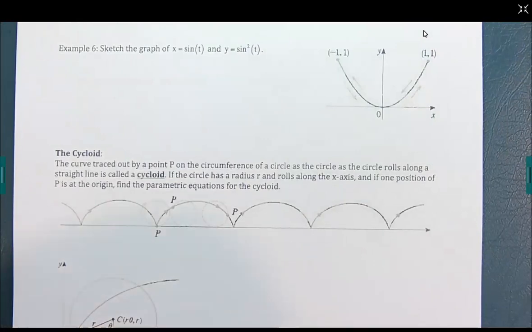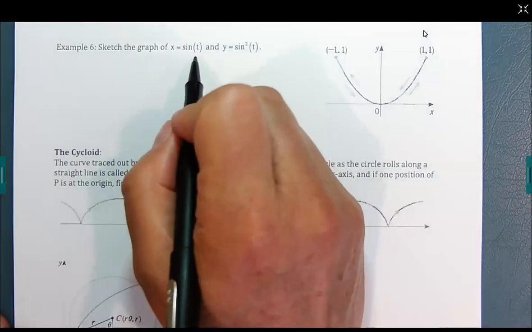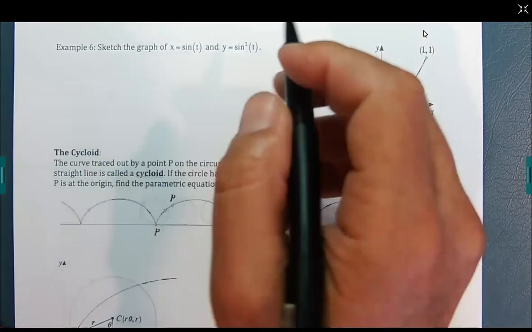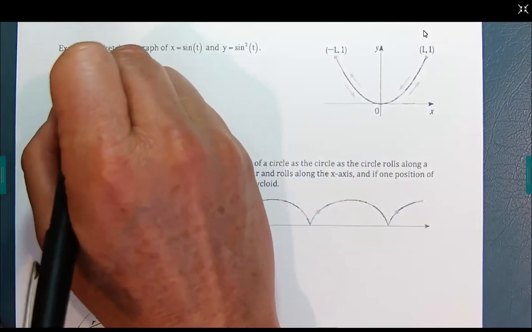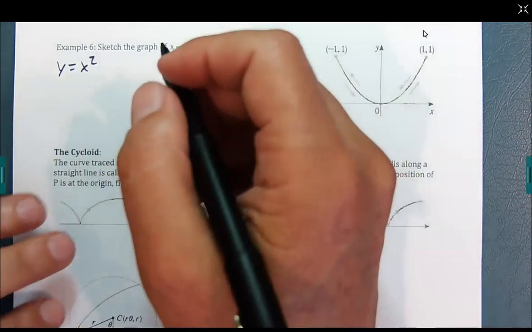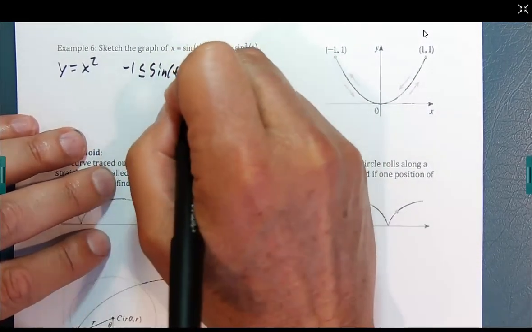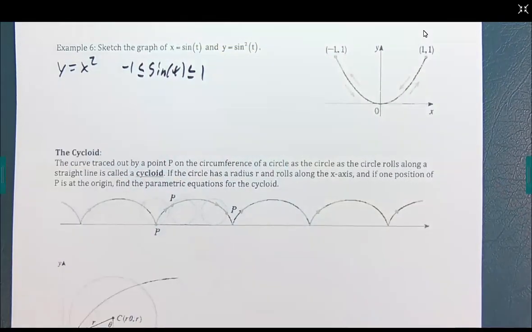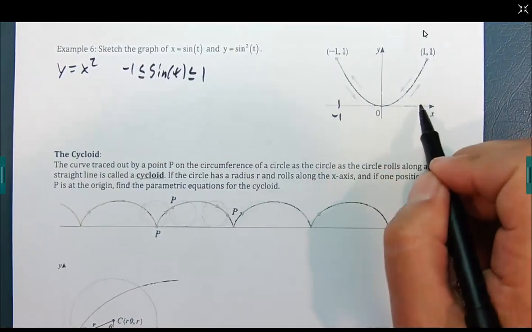So sketch the graph, and we've already done that. And what we're going to end up with in this case is, because x is sine t, when I replace sine of t with x, we get y equals x squared. And you can see our parabola. And here's what's happening. This is just going to be bouncing back and forth because we know that sine is only going to go between -1 and 1. So that means x is only going to be between -1 and 1.